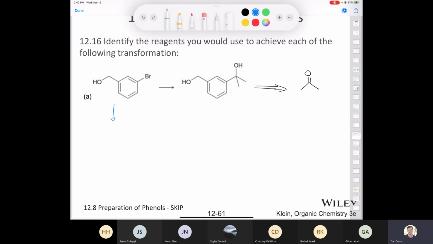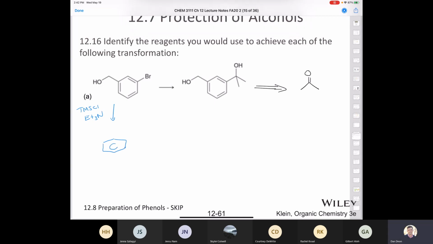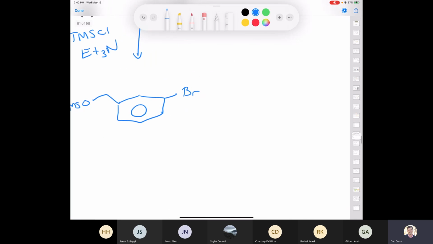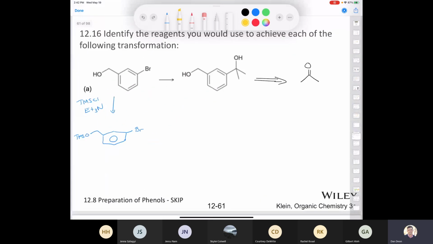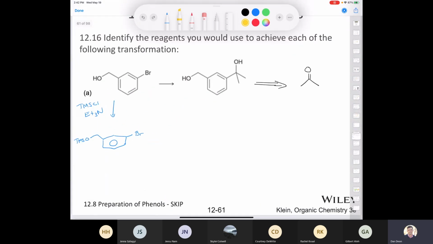So let's start by first protecting it. So TMS, that's trimethylsilyl chloride, and triethylamine. I'm getting too eager here to get the synthesis going. There we go. So now we've protected our alcohol. We have our OTMS. Make sure to draw the molecule in such a way that the silicon, the Si, is next to the oxygen, like that. Okay, because that's the actual atom that's attached to the oxygen. So now we have our silyl ether. So this is the silyl ether.